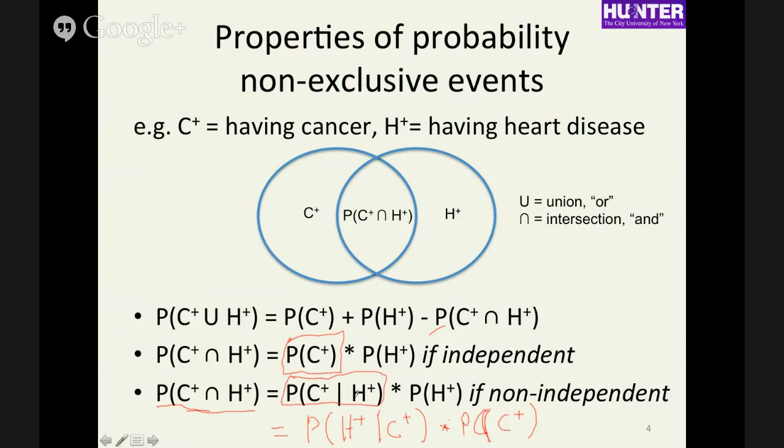For this particular case, anytime your conditional probability here is not the same as your overall probability, then they're not independent. This saying that the probability of A given B is not the same as just the probability of A means that A and B aren't independent. The probability of A happening depends on B.